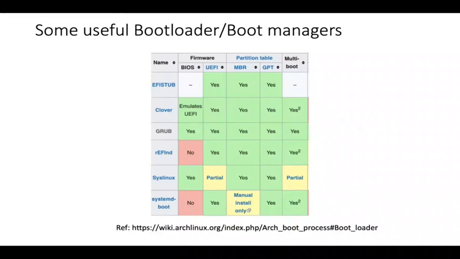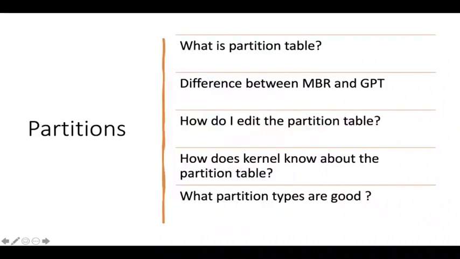So I'm looking at what kind of firmware support they have and what partition table they support. So we have two kinds of partition table. One is MBR, which is the master boot record partition table, and one is GPT, the GUID partition table. Have a look at these ones. Here's the link and you can look at a little bit more details about them.